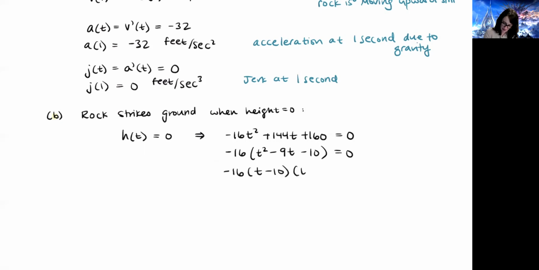(t - 10)(t + 1) = 0. So this tells us that t is equal to 10 or t is equal to -1. We're going to ignore t equals -1 because that is not applicable to our case. So we've got the time t equals 10 seconds. That's how long the rock takes to hit the ground.